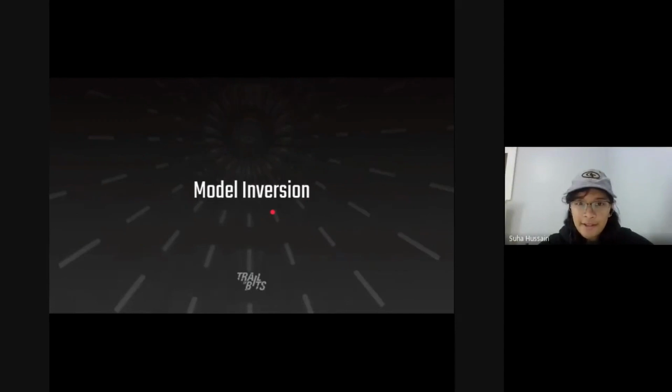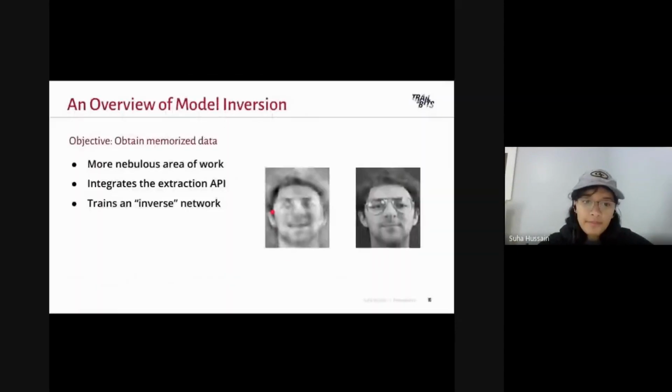On to our final attack, model inversion. This class of attacks is a much more nebulous area of work, which means that we couldn't adopt an all-encompassing phase-based approach. What a model inversion attack does is that it looks for data that the target has memorized. In the medical diagnosis system, this was a reconstruction of the images the target was trained upon. The image on the right here shows the results of a model inversion attack on a facial recognition system.